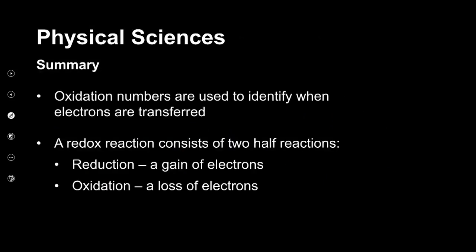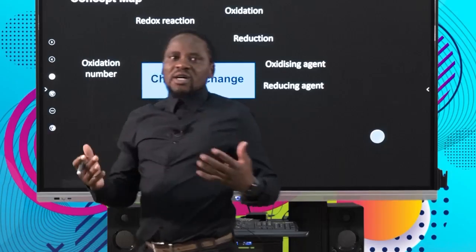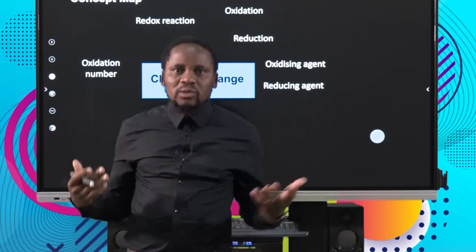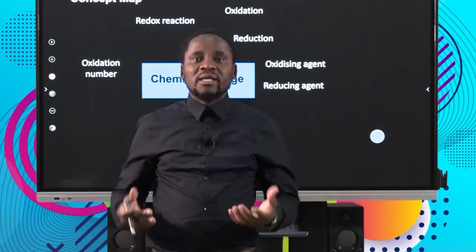In summary, oxidation numbers are used to identify when electrons are transferred. Transfer has to do with loss and gain. In a nutshell, reduction involves the gain, and the oxidation half reaction involves the loss of electrons. So that's the big idea of a redox reaction, which consists of both oxidation and reduction taking place simultaneously, wherein there is a transfer of electrons.